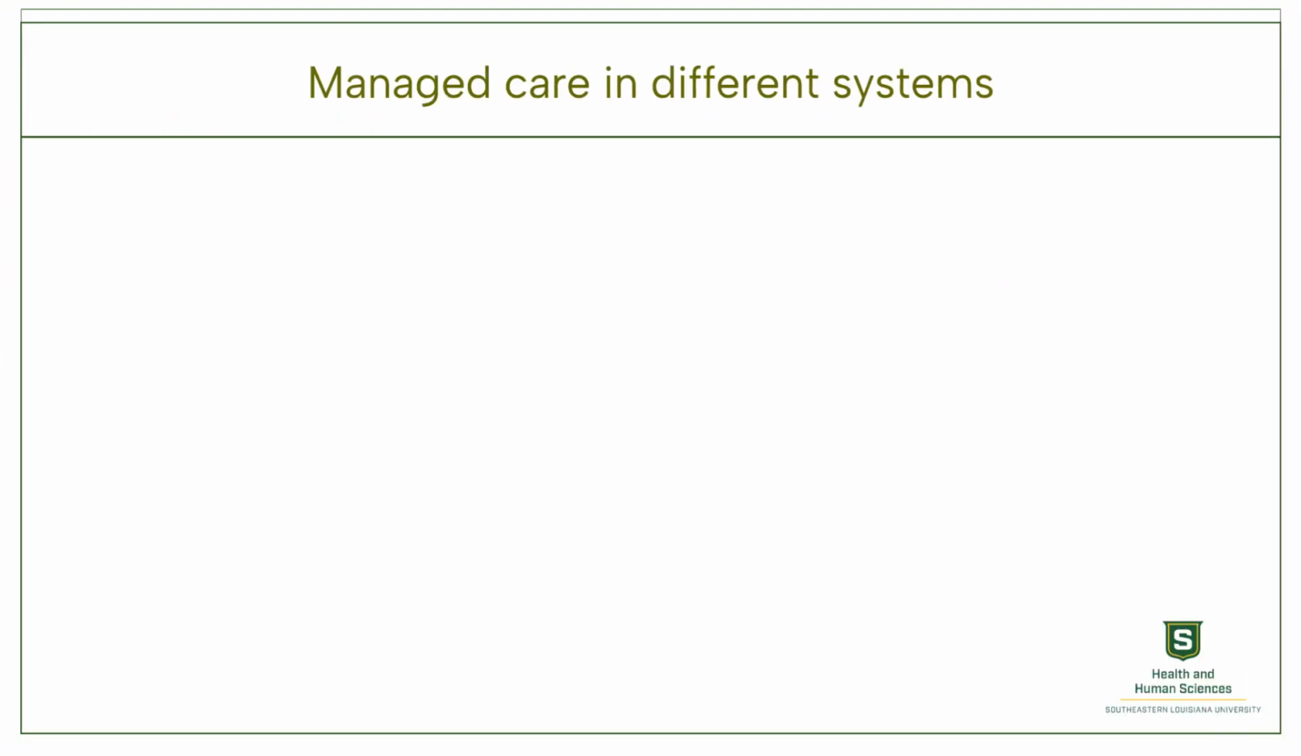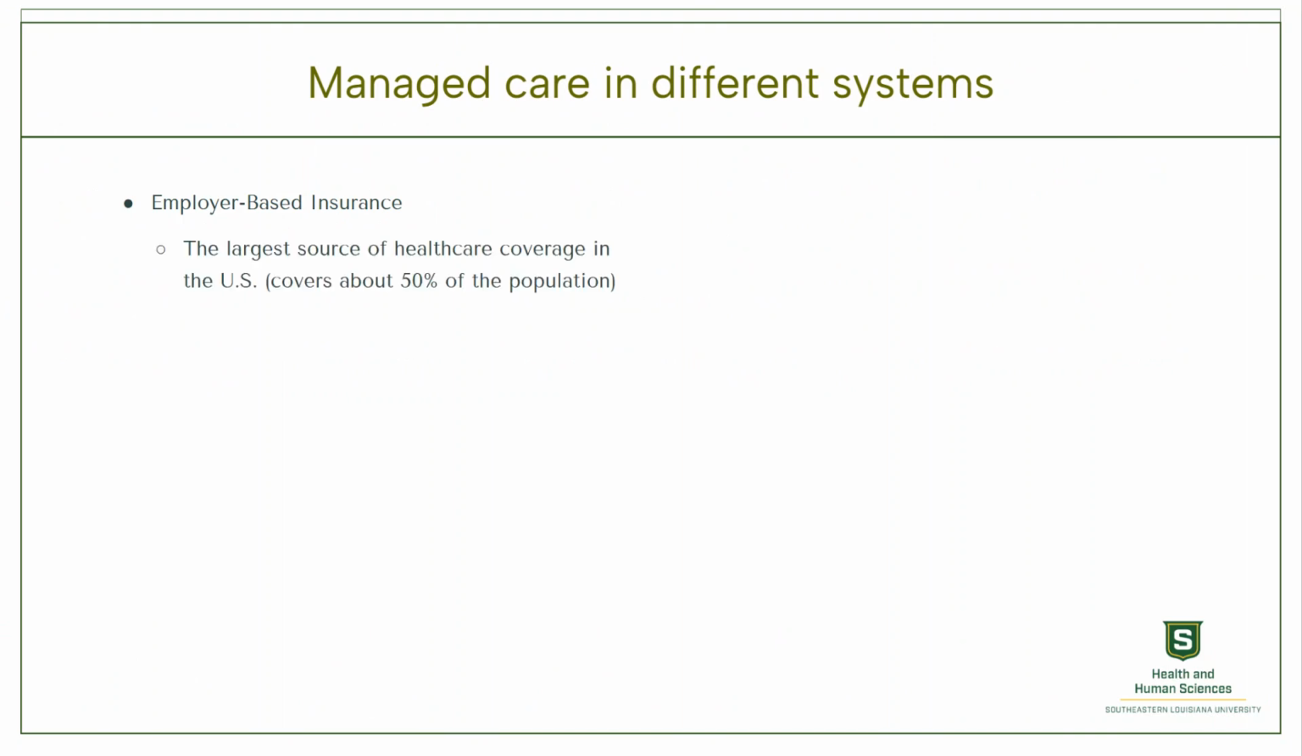So the managed care system works in different ways. It does this through employment-based insurance. It also does it through Medicaid and through Medicare. With Medicare, it's more Medicare Advantage, which I'll talk about. With employer-based insurance, managed care covers almost 50%. Sorry, EBI is one of the largest sources of insurance coverage in the US. It covers more than 50% of the population.